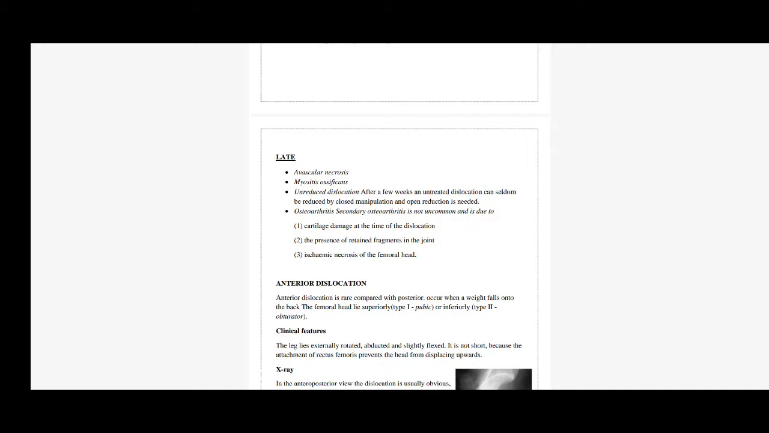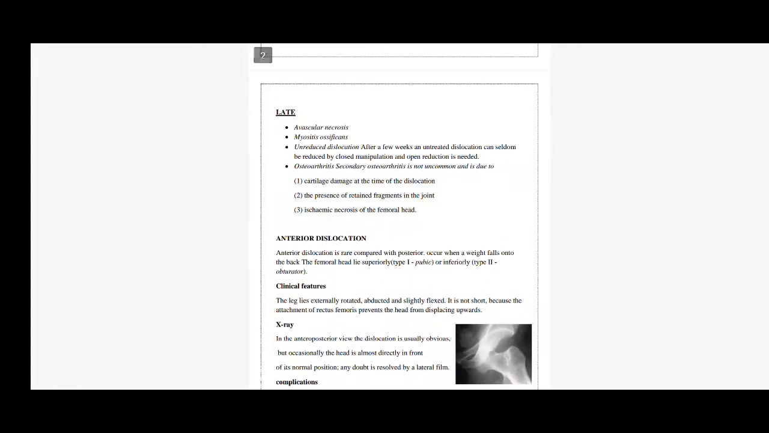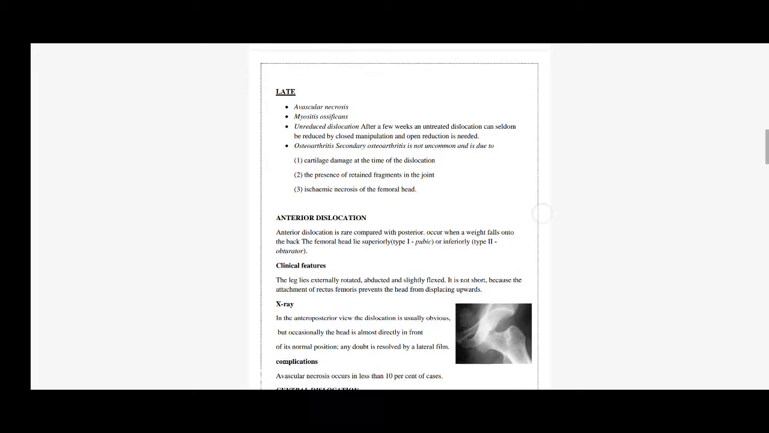Can seldom be reduced by close manipulation, so go for open reduction. Osteoarthritis, which is common, may be due to three causes: either cartilage damage from the start at the time of dislocation, or the presence of a retained fragment in the joint, which is an indication for open reduction, especially seen on the CT scan.